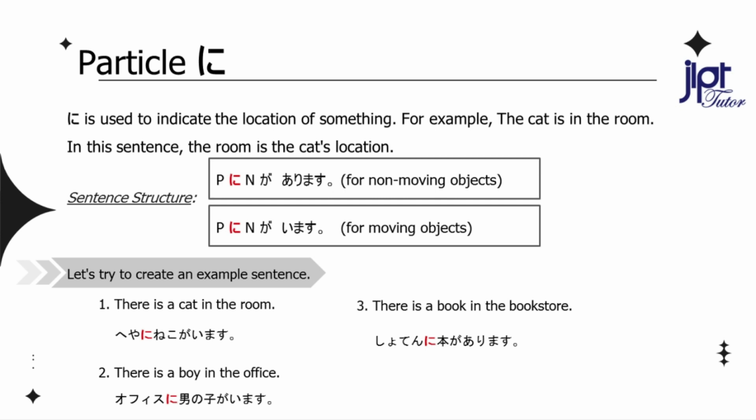For example, the cat is in the room. In this sentence, the room is the cat's location, and we will use ni to indicate that. Sentence structure: P ni N ga arimasu for non-moving objects. P ni N ga imasu for moving objects, where P indicates the place and ni shows the location. N is a noun, of course. Let's try to create an example sentence.